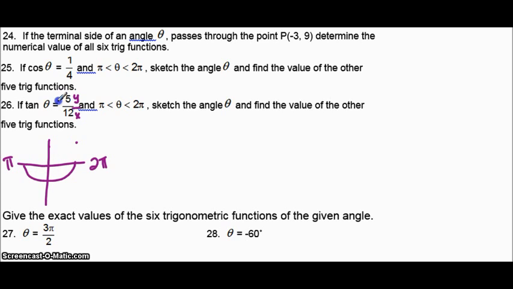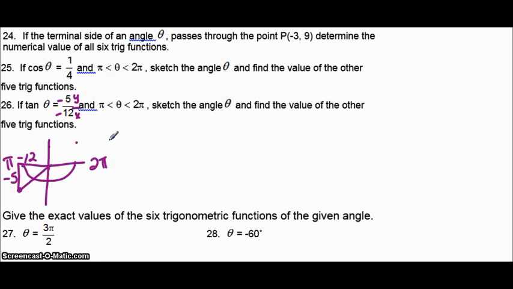Okay, so our other choice would have to be that they were both negative values. So we go to the left 12 and down 5, and we find ourselves in the third quadrant, which is one that we could be in. Okay, so we have an x value of negative 12, and a y value of negative 5.